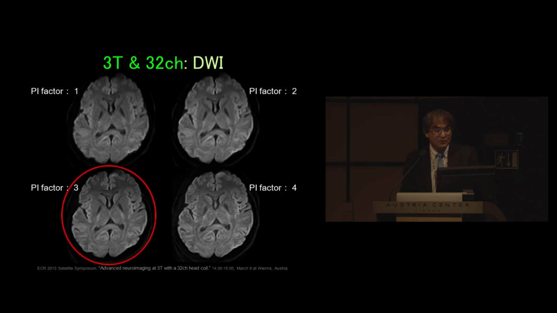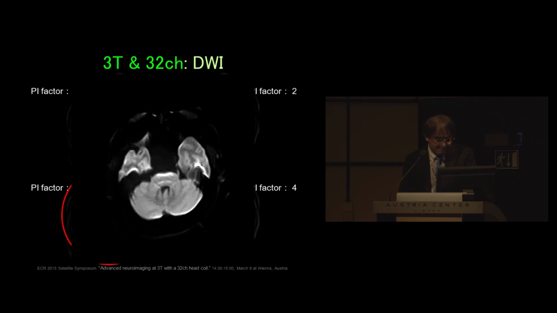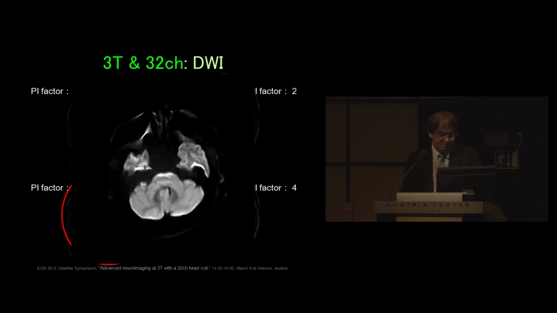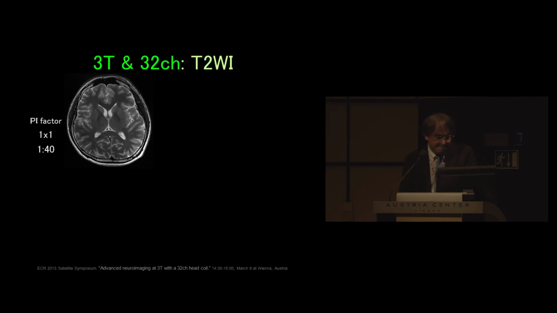And as for the diffusion, parallel factor 1, 2, 3, 4, maybe even at parallel factor 3, the images are quite similar to parallel factor 1, with quite good contrast to noise ratio, and also the distortion is less in the case of parallel factor 3. So within 1 minute, you can have a whole brain diffusion weighted image.